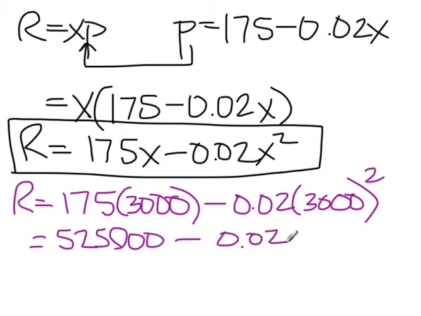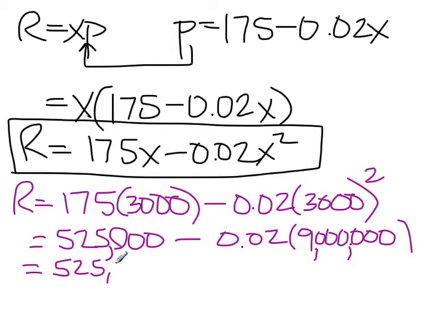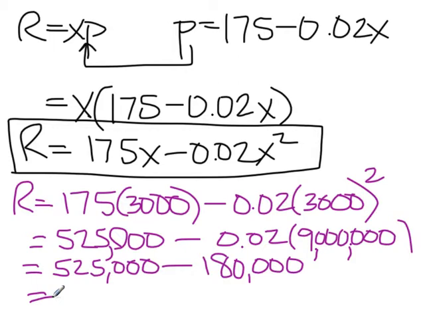minus 0.02 times 3,000 squared. 3,000 times 3,000 should be 9 million. 9 million times 0.02. This should be 525,000 minus 2% of 9 million. That's going to be 180,000. So then 525 minus 180 is going to give us 345,000.